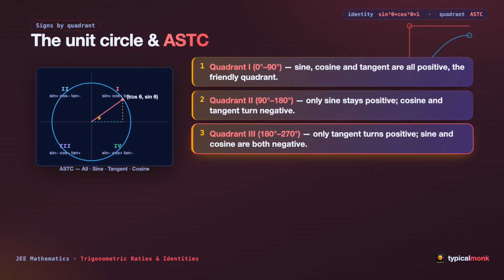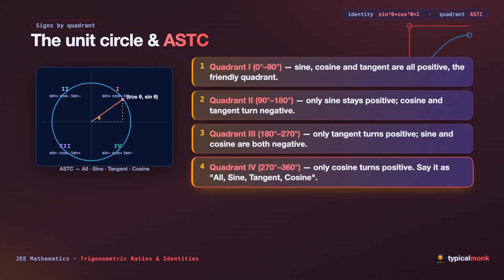In quadrant 3, from 180 to 270 degrees, only tangent turns positive, sine and cosine are both negative there. And in quadrant 4, from 270 to 360 degrees, only cosine turns positive. Say the 4 words in order: all, sine, tangent, cosine. One for each quadrant, and the sign of every ratio falls out instantly, without a single doubt.